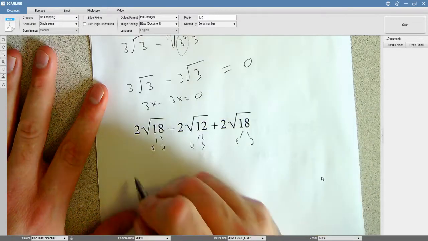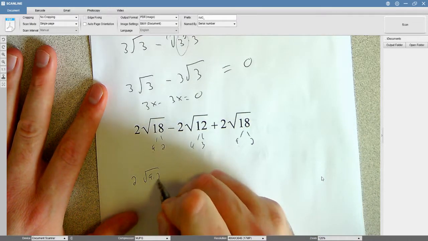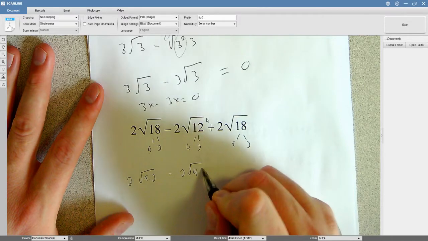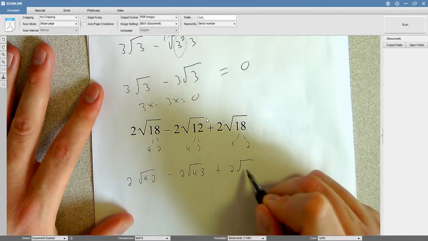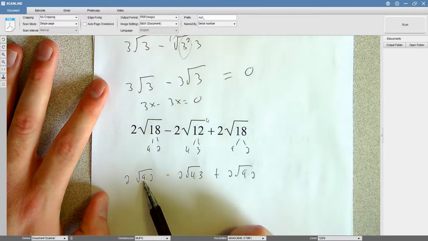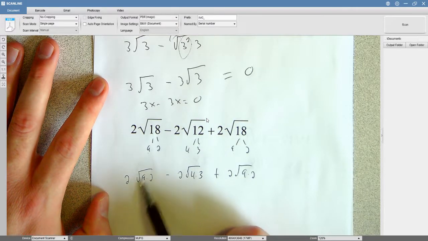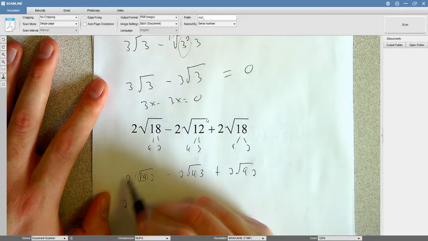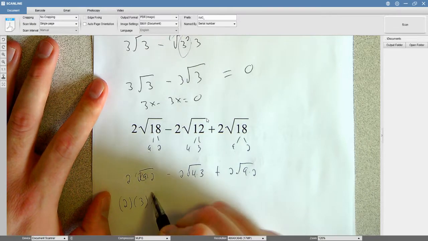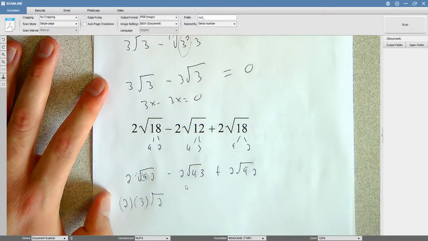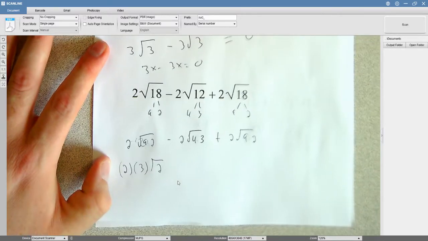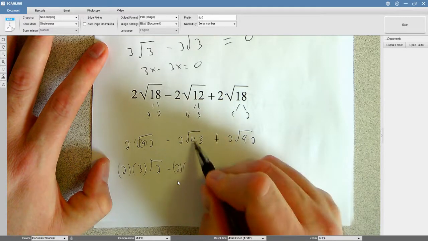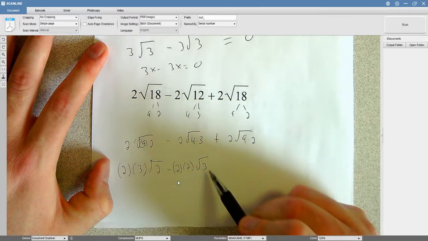So let me rewrite this as 2 square root 9 times 2 minus 2 square root 4 times 3 plus 2 square root 9 times 2. So you see here, the square root of 9 is 3. So this 9 is going to come out as a 3, and it's going to multiply whatever was in front. See that 9 comes out as a 3. Okay, here this 4 is going to come out as a 2. So that 2 is going to stay there, and this 4 is going to come out as a 2. And what's inside is square root 3.